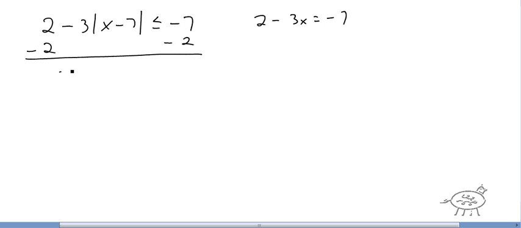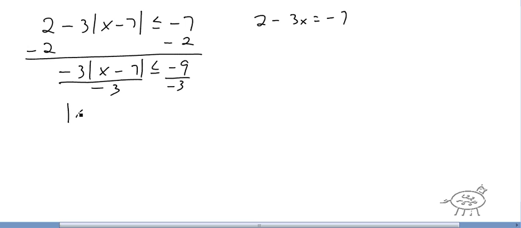Then we get negative 3 times the absolute value of x minus 7 is less than or equal to negative 9. Divide both sides by negative 3. Absolute value of x minus 7 is greater than or equal to, don't forget when you divide by a negative, you have to flip the inequality sign, greater than or equal to positive 3. It's a greater-or problem. Again, this is a greater than problem, so that's why it's an or problem.